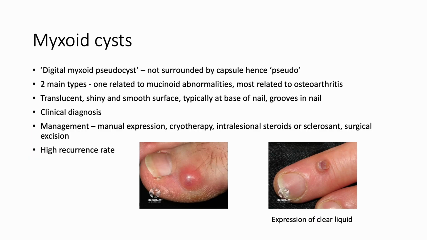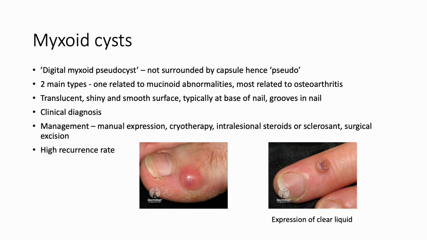Myxoid cysts. Cysts of the nail unit region are described as digital myxoid pseudocysts or cysts. They are now termed pseudocysts because they lack a capsule as in a true cyst. They are common and also termed a mucous cyst, a digital ganglion cyst, or digital synovial cyst. They are benign. There are two main forms: pseudocysts associated with osteoarthritis, from the synovial lining of the DIP and PIP joints. These are the most common.